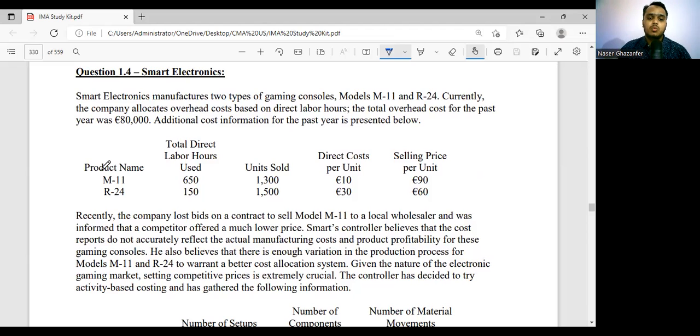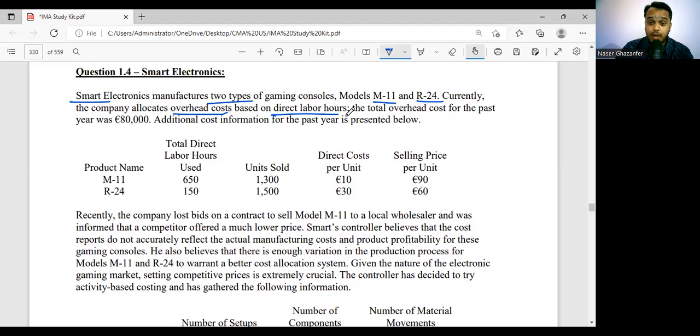Now we have to go forward towards the case. Now let's read. Smart Electronic manufactures two types of gaming consoles, one is model M11 and another one is R24. Currently, the company allocates overhead cost based on direct labor hours. So right now they are using direct labor hours to allocate the overhead cost, the indirect cost. The total overhead cost for the past year was 80,000 euros. Okay, so this is euros, not pounds. Additional cost information for the past year is presented below.